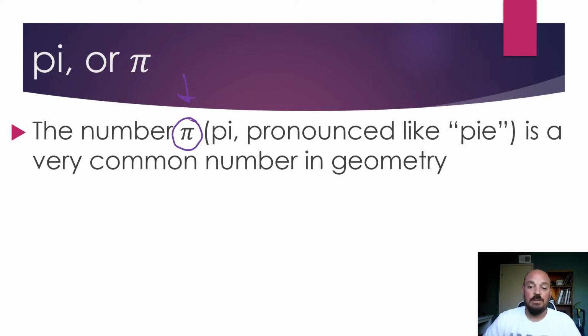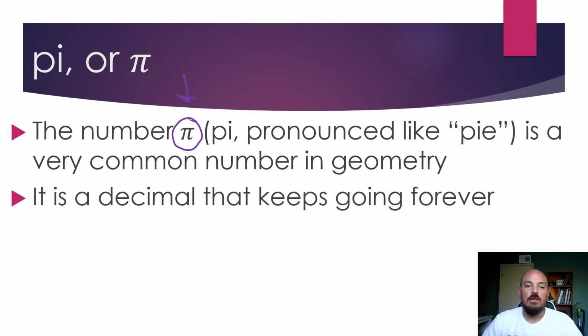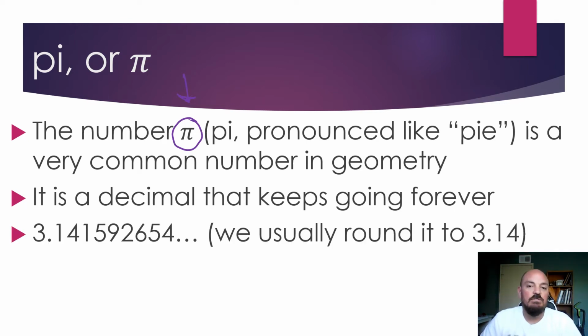It's a very, very common number in geometry, especially with circles. It's what's called an irrational number, which means it's a decimal that just keeps going forever in a seemingly random pattern. There's no pattern to it. It never repeats or stops. If I type pi into a calculator, my calculator told me 3.141592654, and that's where the calculator cut off. That's as far as the calculator showed me, so I just put the dots. It does keep going forever.